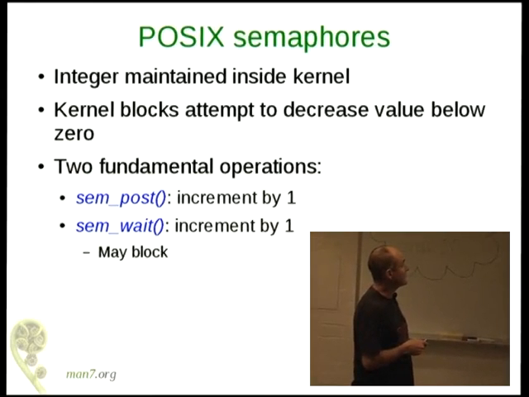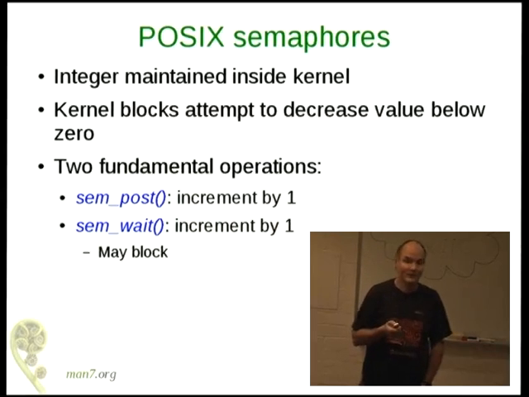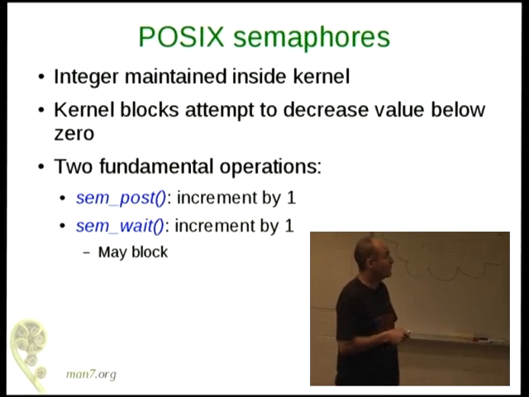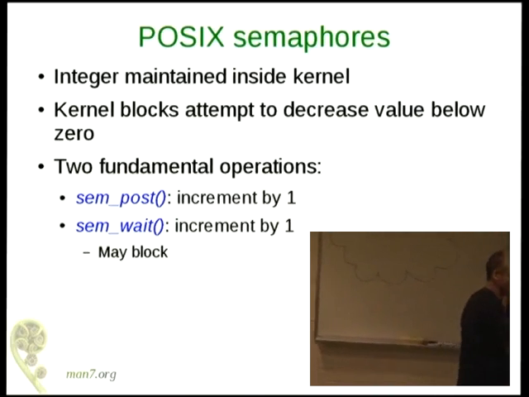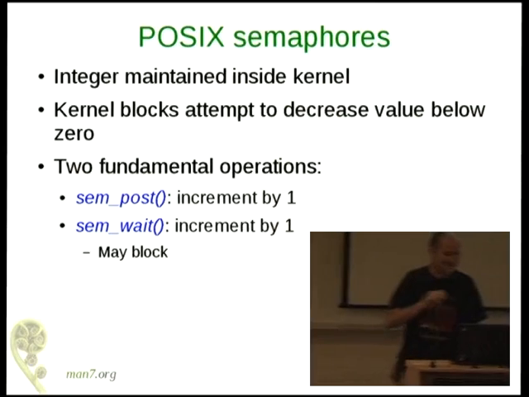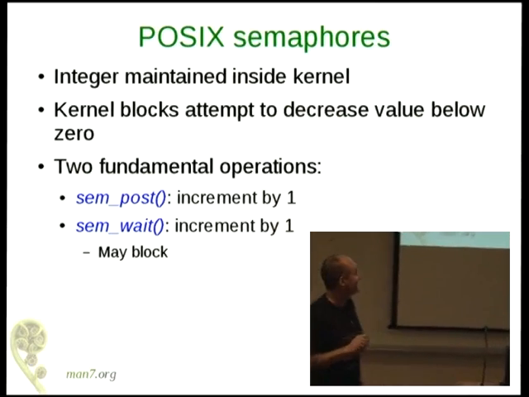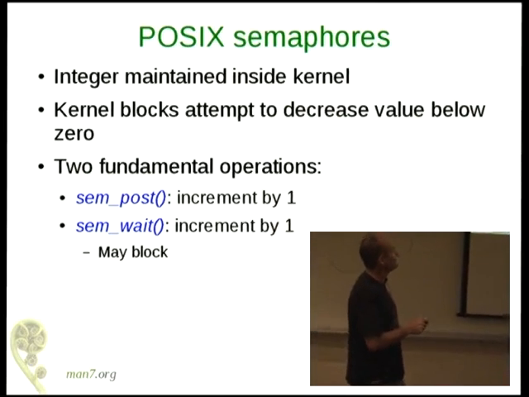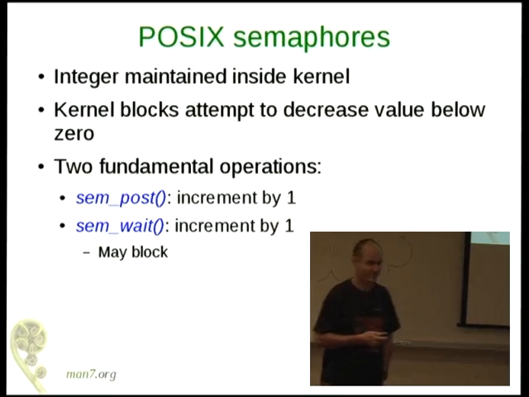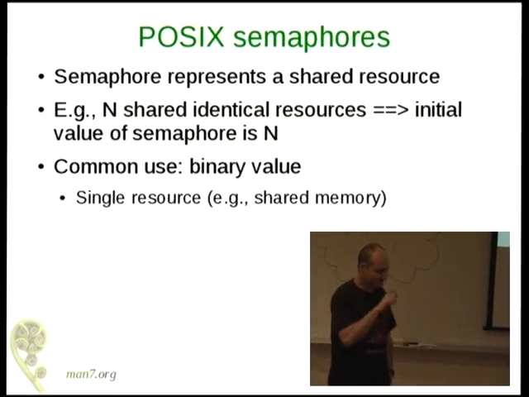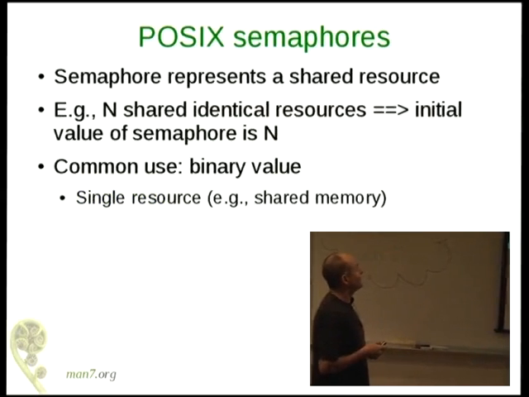Okay, two fundamental operations for a POSIX semaphore. Sem post, increment the semaphore by 1. Sem wait, decrement the semaphore by 1. Sorry about that. These typos will be fixed by the time the slides go up. Okay. So post is increase, wait is decrease. And the wait operation is the one that can block.